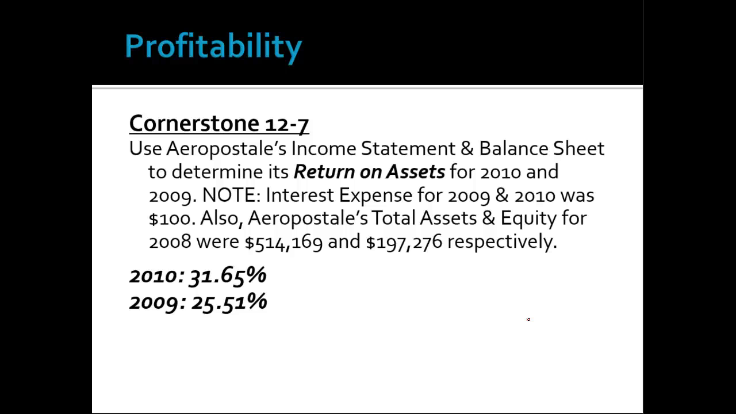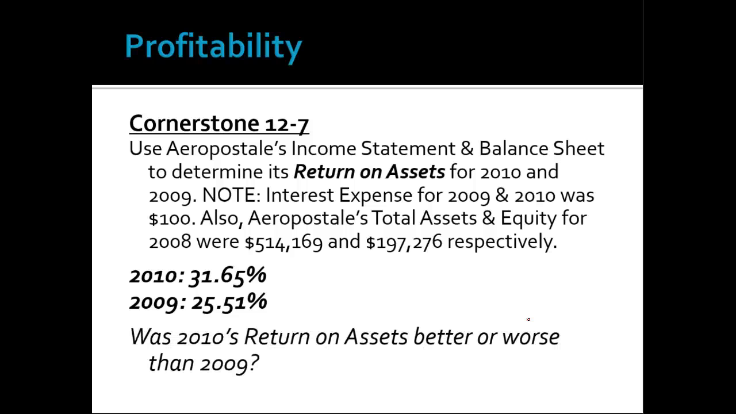That means for every dollar in assets the company was producing in 2010, about 31.5 cents of net income, and in 2009 about 25.5 cents of net income. So, was the company's ROA better or worse in 2010? It was a little bit better, because for every dollar in assets, it made about 6 cents more. That's actually not bad.